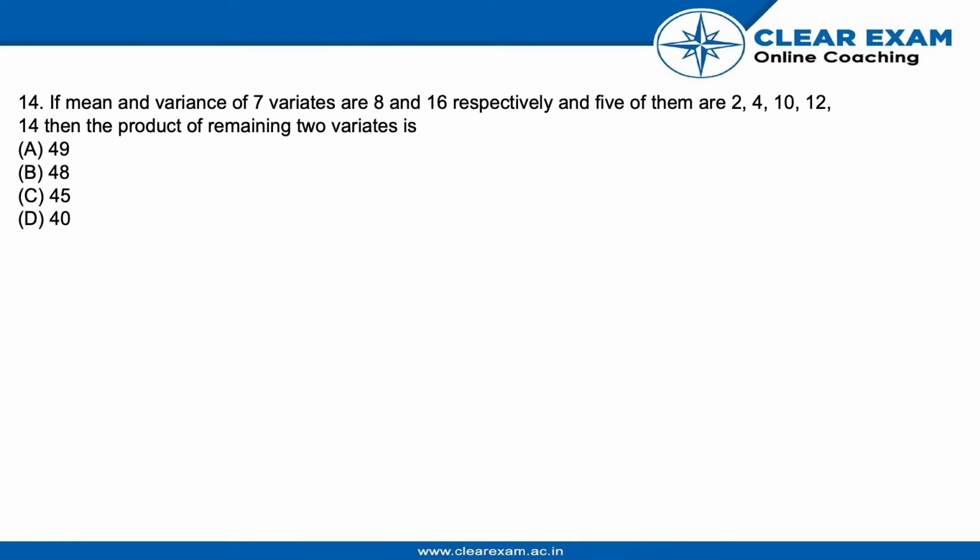So the question is, if the mean and variance of 7 variates are 8 and 16 respectively, and 5 of them are 2, 4, 10, 12 and 14, then find the product of the remaining 2 variates. Let's consider that the last 2 variates are x and y. We have to find the product of these variates, and we have the mean and variance.